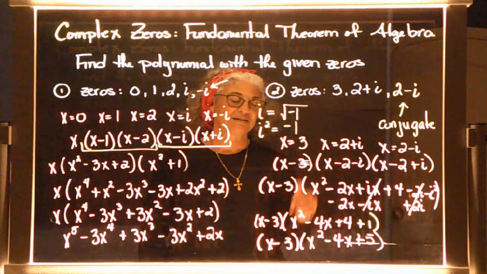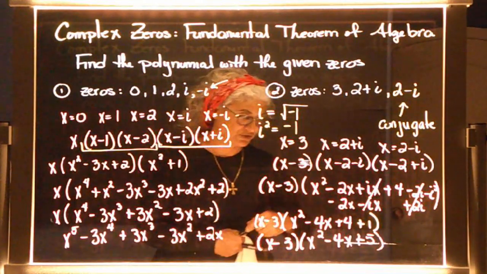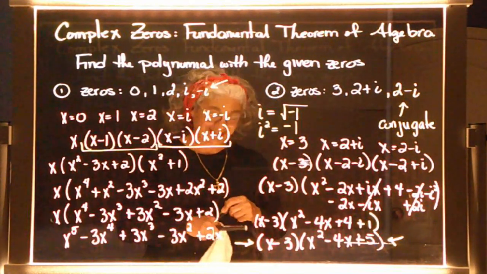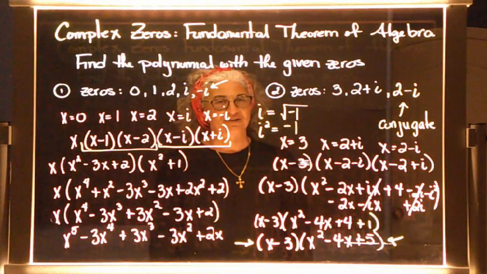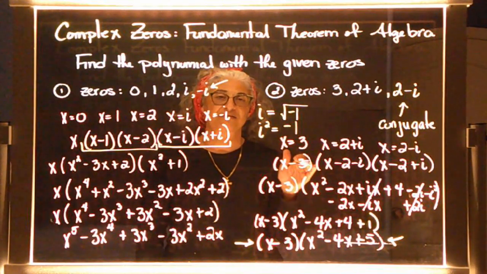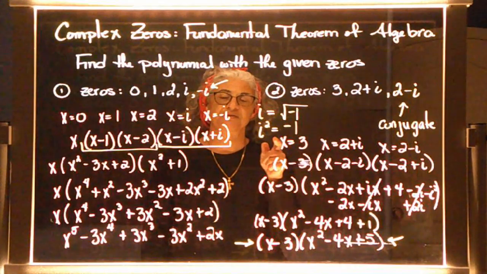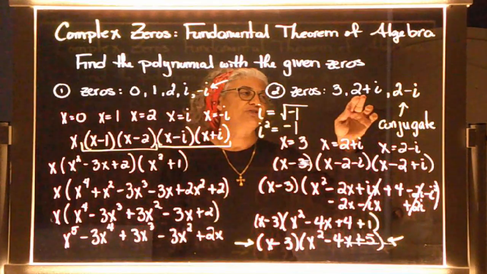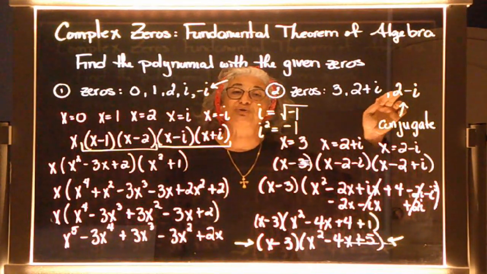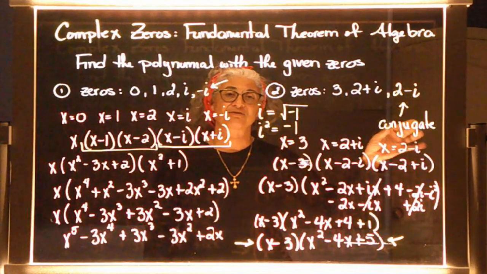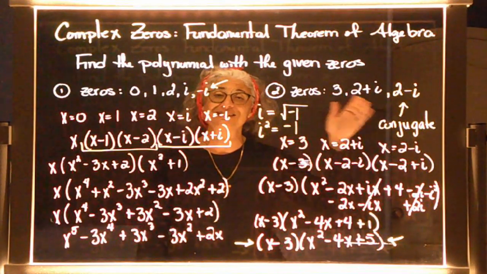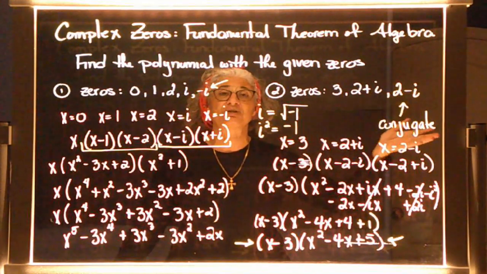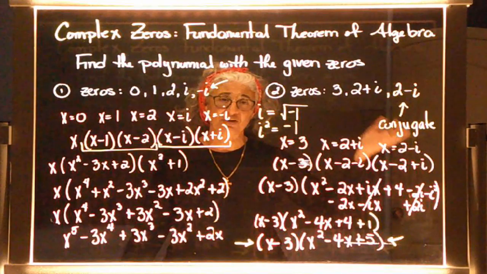Are we done? Nope, not done. Then you get to distribute these two parentheses together to get your third degree polynomial. And you know what? I'm going to let you finish that one off. The key here is complex numbers travel in pairs. If a positive i is an answer, so is a negative i. If a 2 plus i is an answer, well, so is 2 minus i. The conjugates are always part of the solution, even if they didn't write them. We need to write them so we know how many solutions there really are. So we know how many zeros there really are.